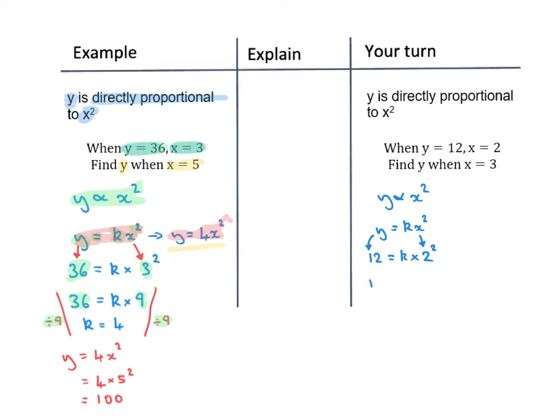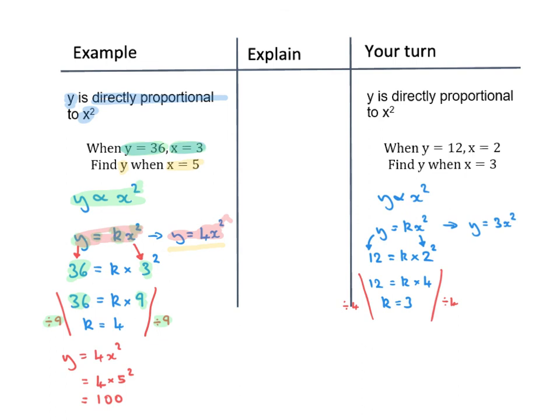Let's simplify that a bit. We've got 12 equals k multiplied by 4. To solve that, at the moment, we've got k multiplied by 4 and we want k on its own. So we're going to divide both sides by 4. And that gives us k being equal to 3 this time. That means we can rewrite this formula up here, not as y equals k multiplied by x squared, but now we know k, it's going to be y equals 3x squared.